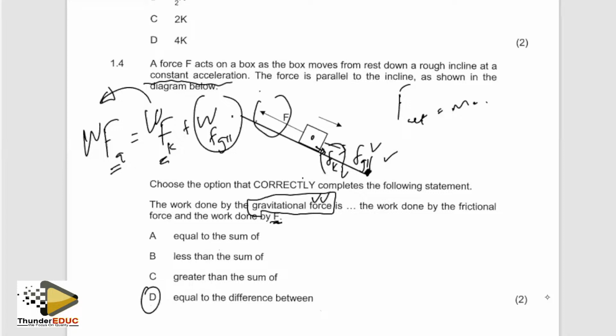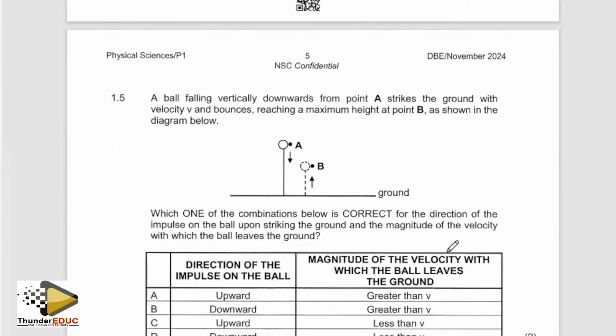But let's go with option D, that is focusing on the difference between the work done by the friction and the work done by F. So I'll go with option D. That is according to me. We can have various opinions about that.